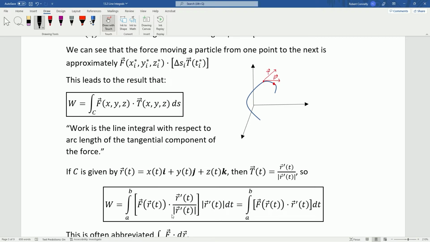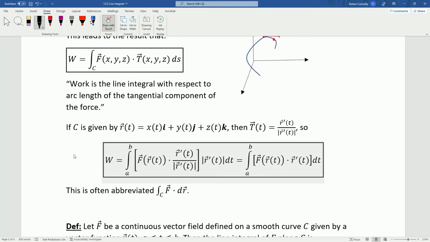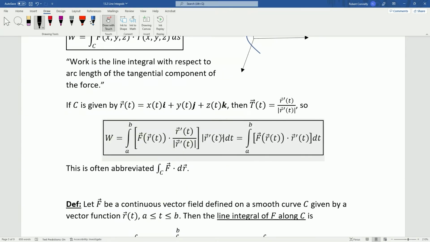So this magnitude cancels, and instead we can think of work as being the integral from a to b of the dot product of F of r(t) times r prime of t dt. And so we abbreviate this as the integral over C of F dot dr.